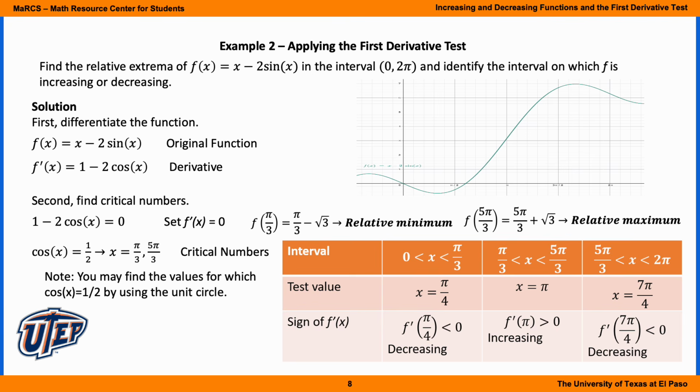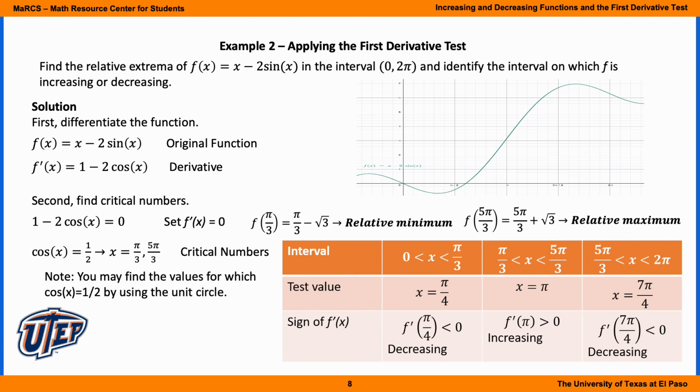Now for our last test interval, we had 5 pi over 3 less than x and less than 2 pi, so we choose a test value x is equal to 7 pi over 4. Now the derivative at that point is less than 0, which means that our function is decreasing.